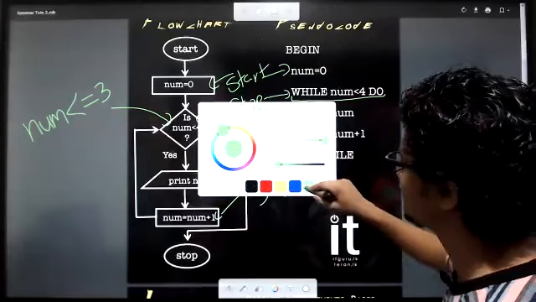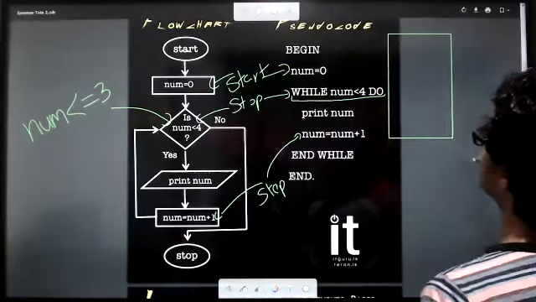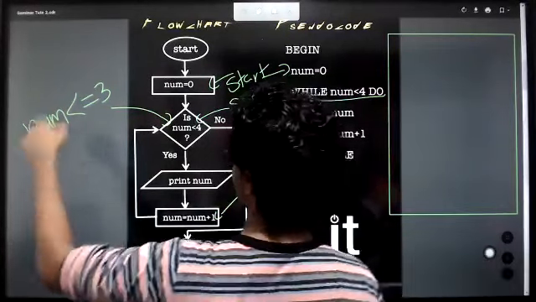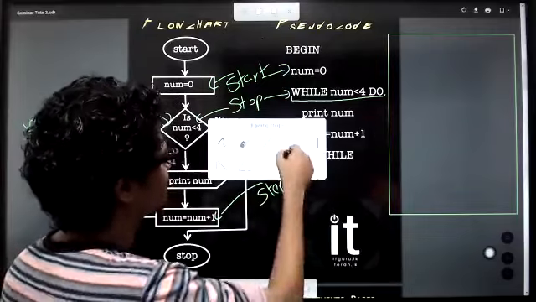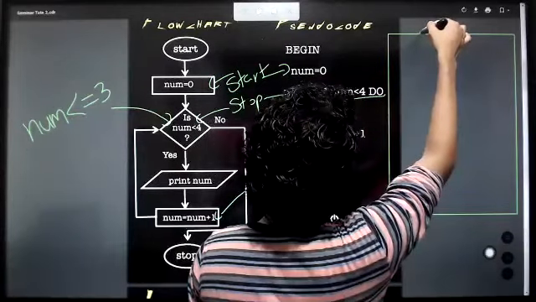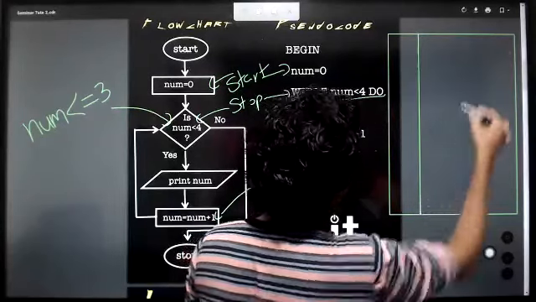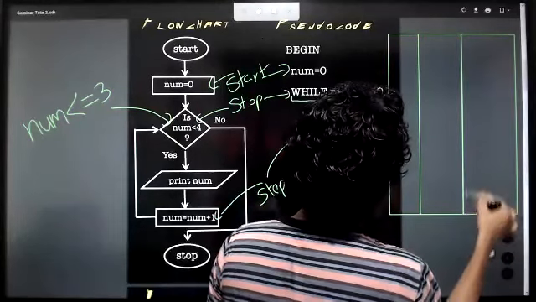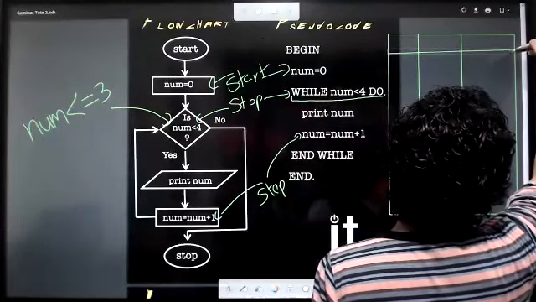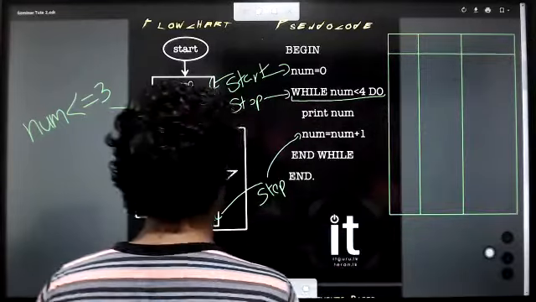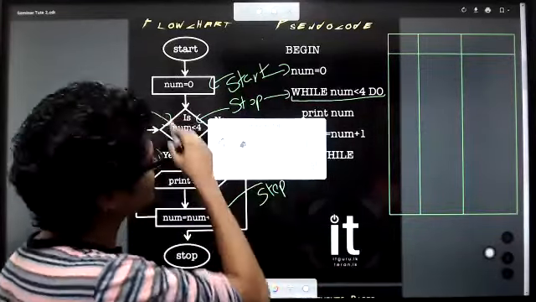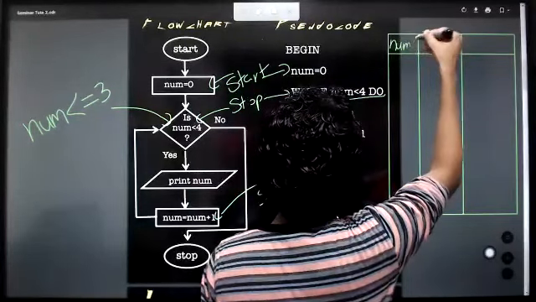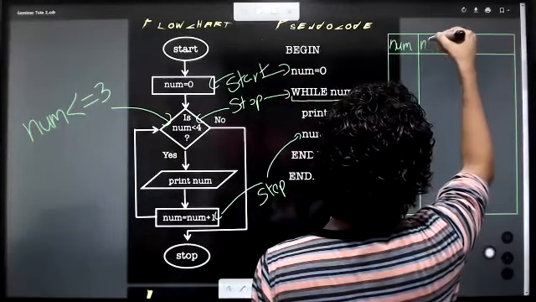Now, let me draw a small table here. It's going to be a trace table for me to go through the loop. And on this side, I'll be mentioning the output. Drawing a small trace table for you all. So the main three constructs of this loop are num equals 0, that is, the value of num should be there, and also num less than 4.